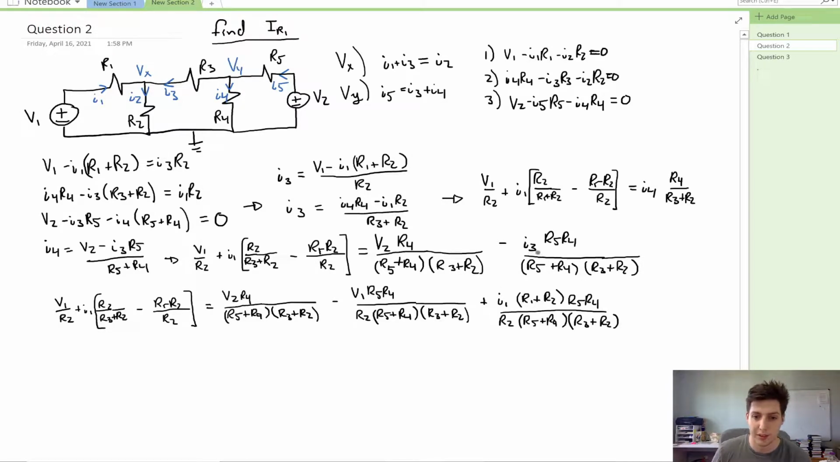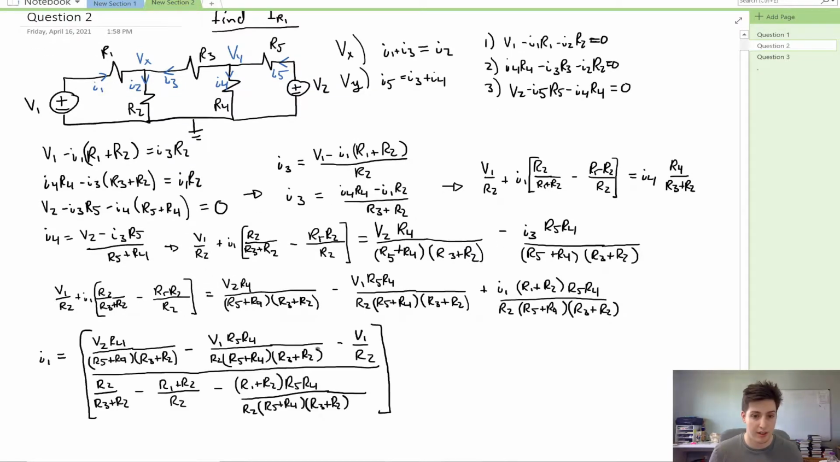And previously, we've seen what I3 is right here. So now we just plug this term in for I3. And we are left with this huge equation, where now we have everything in terms of I1, the resistors, and the known voltages. So we can take I1, put it to the left side, take V1 over R2, put it to the right side, and we can just divide through, and we get that I1 is equal to this very intense term.